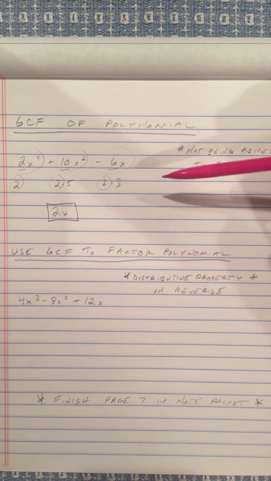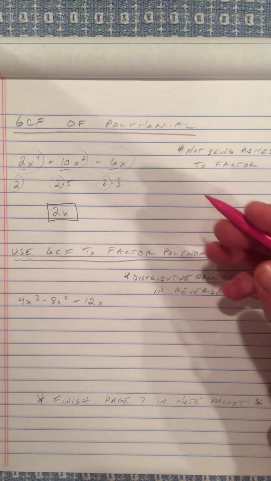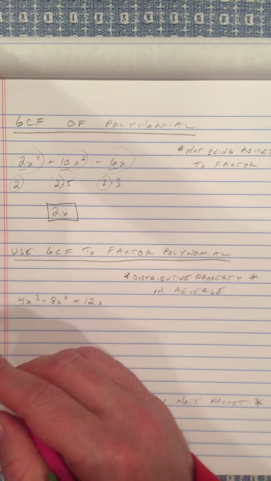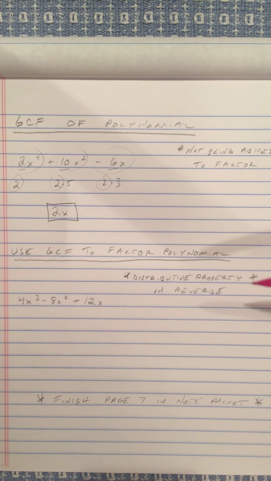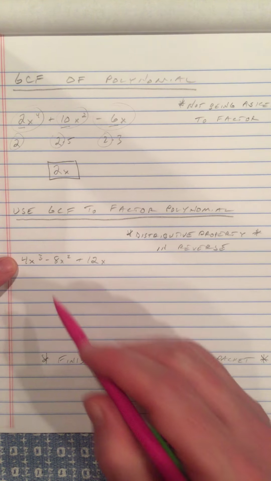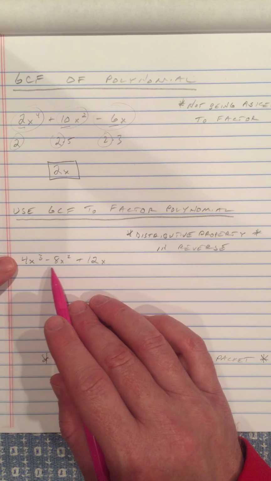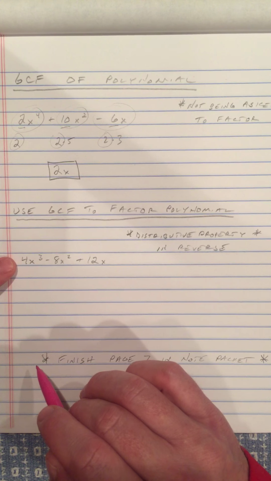Now the next step is being able to take this understanding and factor out. So that's this last piece: use the greatest common factor to factor a polynomial. Essentially we are doing the distributive property in reverse, so we can use our multiplication to check how we did factoring. Here's another example, 4x cubed minus 8x squared plus 12x.